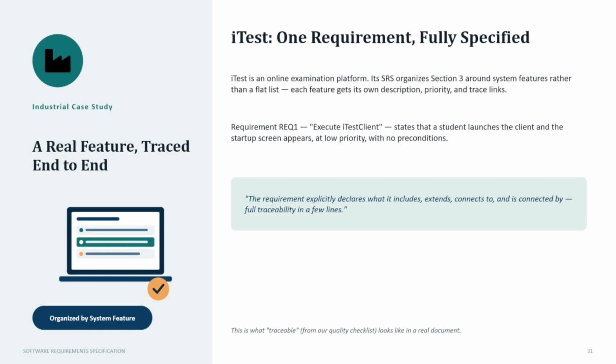Then iTest, one requirement fully specified. So iTest is an online platform. Its SRS is organized extensively on system features rather than a flat list. Each feature gets its own discussion, priority, and test links. So we'll learn that test.